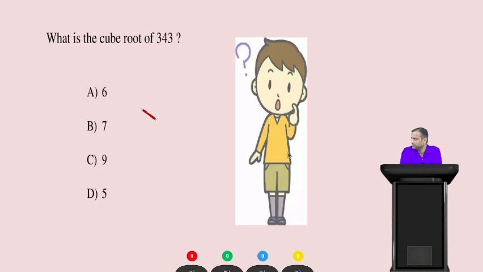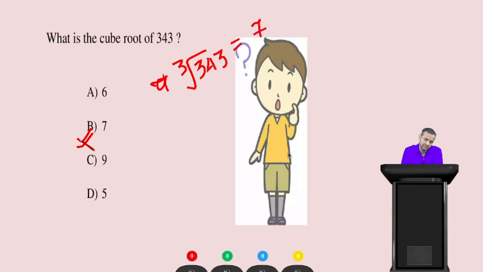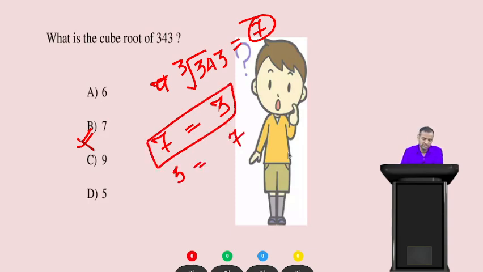Okay, and time is over. So the correct answer is, yes, it is B. The cube root of 343 is equal to 7. Or we can find it by using another trick. Because we know the unit digit of the cube of 7 ends with 3, and the cube of 3 ends with 7. So from here we can get the answer, which is 7.